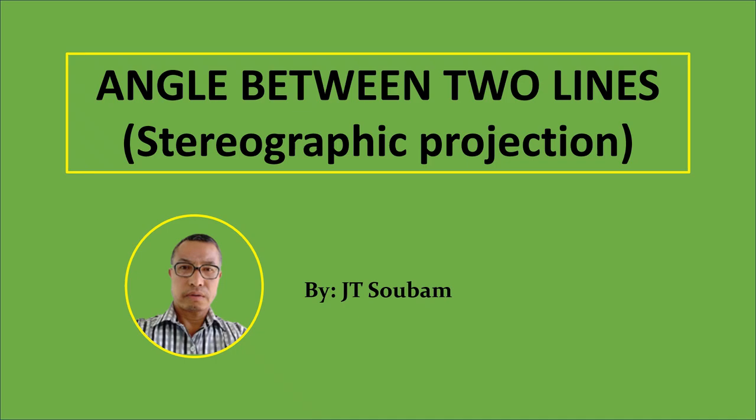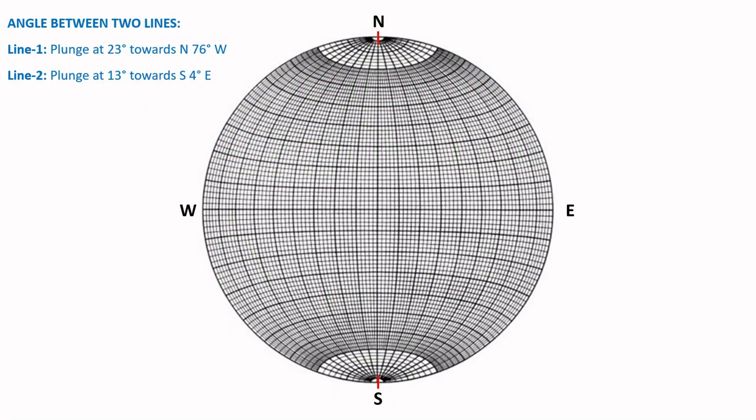To illustrate this problem, we are given two linear features. Line 1 plunges at 23 degrees towards north 76 degrees west. Line 2 plunges at 13 degrees towards south 4 degrees east. Before we start plotting, let us recall one basic rule. A line is always plotted using its trend and its plunge. Therefore, our task is to correctly locate these two lines on the Stereonet.